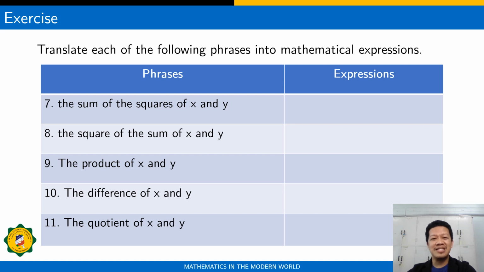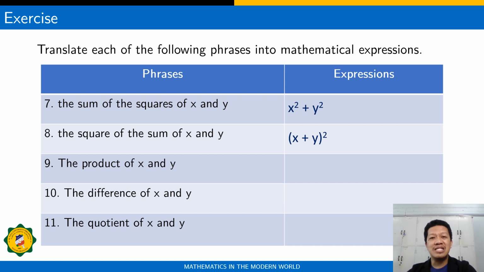Let us have more examples on translating English phrases into mathematical symbols. Look at numbers 7 and 8. We have the sum of the squares and the square of the sum. So what's the difference between these two phrases? For number 7, it is written as x squared plus y squared. Then for number 8, we have x plus y, quantity squared.